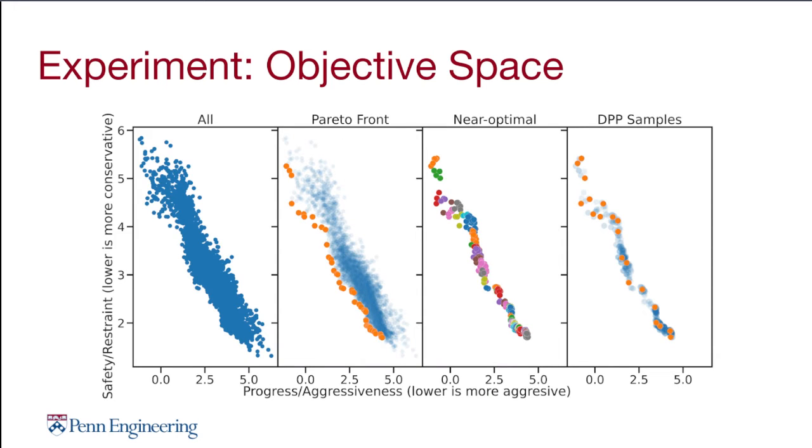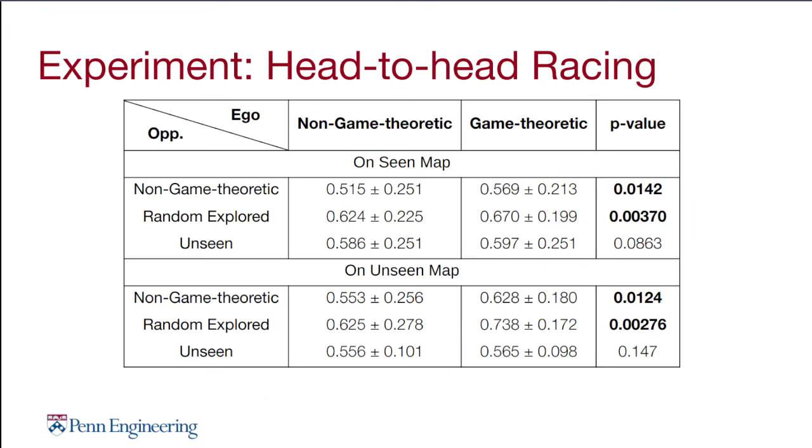After optimization, we construct a near-optimal set based on proximity to the Pareto front. We perform determinantal point processes to sample diverse agents in the near-optimal set for training. Using the outcomes of playing two DPP sets against each other, we train an NMLP to predict the CFR value.